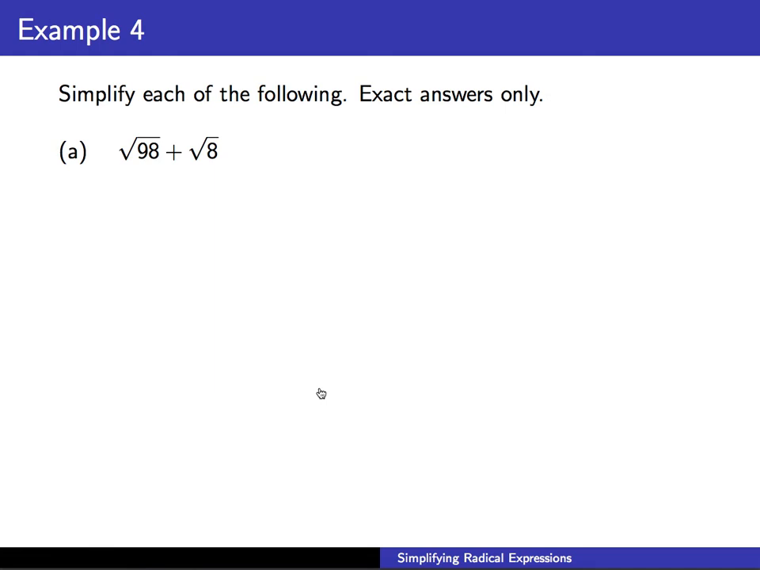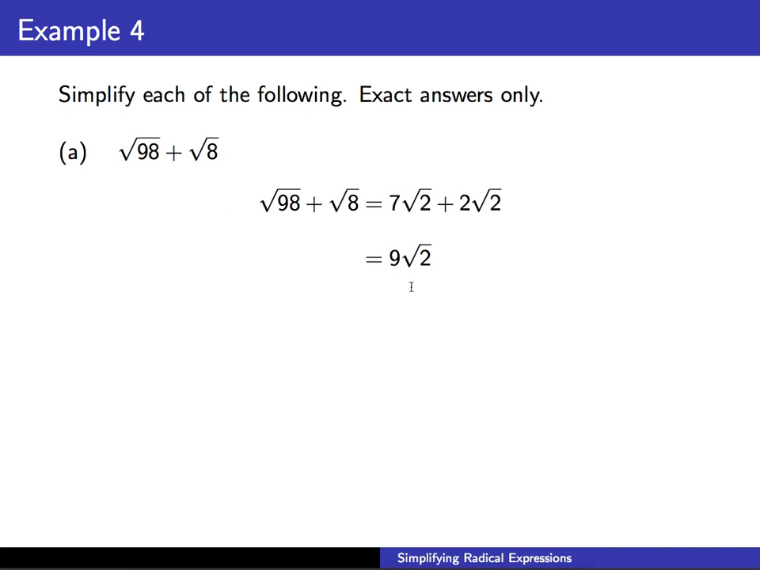So using our simplification techniques, the square root of 98 is 7 times the square root of 2. And the square root of 8 is 2 times the square root of 2. So we have 7 square root of 2 plus 2 times the square root of 2. And these are like roots with the same radicand, so they're both square roots and they both have a 2 as the radicand, so we can combine them together like we'd combine 7x plus 2x to get 9x. It's just in this case it's not going to be 9x, it's going to be 9 times the square root of 2.